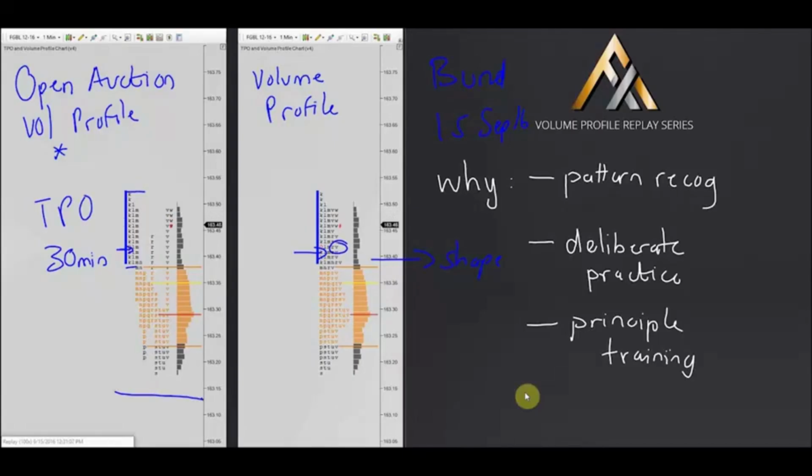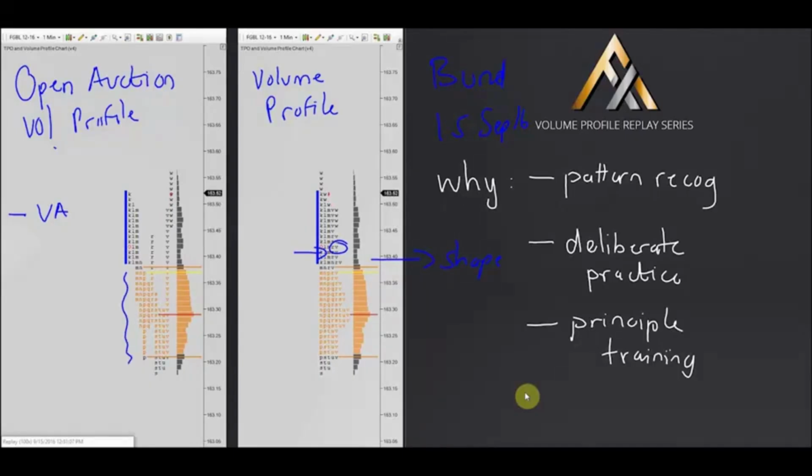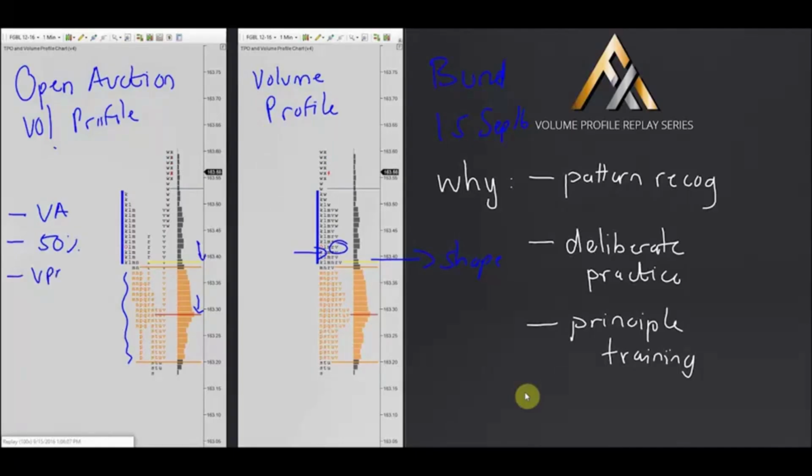Now, what we're going to do is point out a few of the identifiers that are constantly changing over a period of the day. So first and foremost, keep in mind that the value area is constantly changing over a period of the day, which is represented by this orange area. Then the 50% is constantly moving over the period of the day, and that is this yellow line. We then have the volume point of control, which is the red line, again, which is constantly moving over the period of the day, as well as obviously the high of the day and the low of the day are constantly changing as the market price changes.